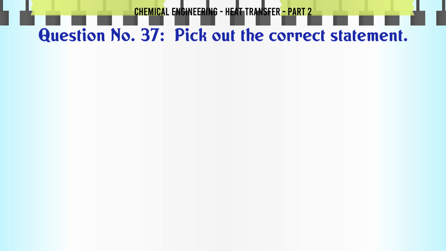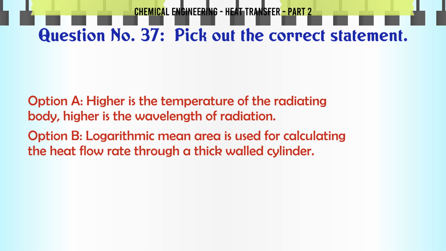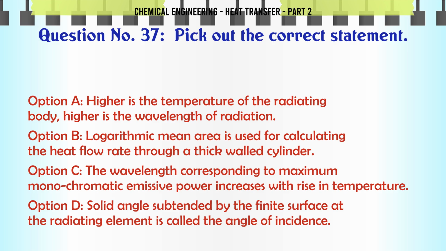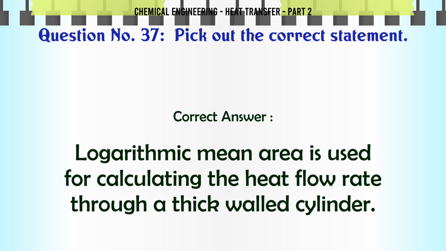Pick out the correct statement. A. Higher is the temperature of the radiating body, higher is the wavelength of radiation. B. Logarithmic mean area is used for calculating the heat flow rate through a thick-walled cylinder. C. The wavelength corresponding to maximum monochromatic emissive power increases with rise in temperature. D. Solid angle subtended by the finite surface at the radiating element is called the angle of incidence. The correct answer is: logarithmic mean area is used for calculating the heat flow rate through a thick-walled cylinder.